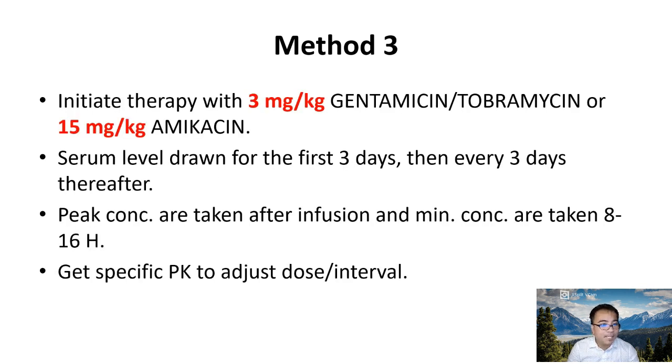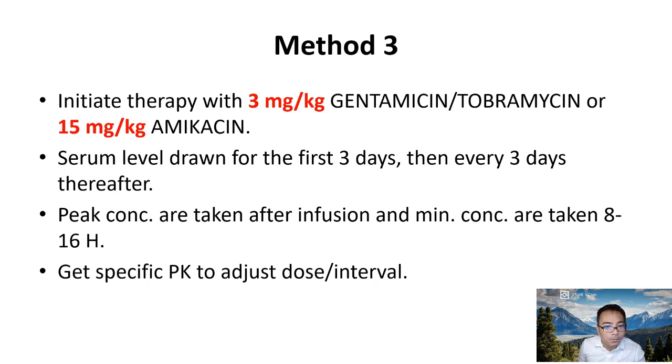Method 3, class, is rarely used. Usually, what I require of you is only method 1 and 2. Either of the two only. Because method 1 is for greater than 80. If the creatinine clearance is less than 80 ml per minute, then we start using method 2. Method 3: initiate therapy with 3 milligrams per kilogram gentamicin or 15 milligrams per kilogram for amikacin.